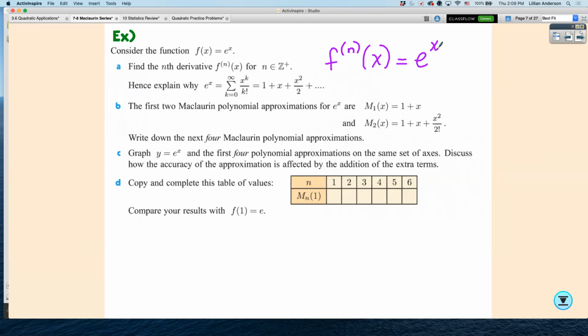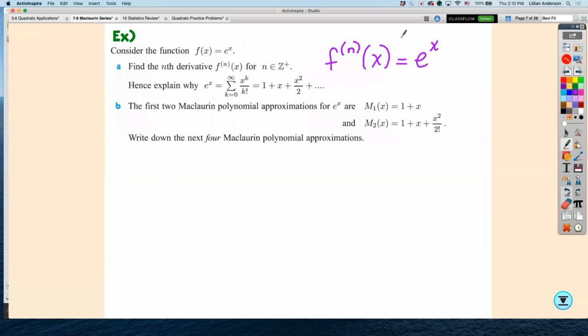So when it says, hence explain why e to the x equals that particular summation, of course, we're not going to use that to explain it in words. We're going to use the formula to show how we get to that point. Okay? And showing the formula is the same thing that we did on the previous slide.